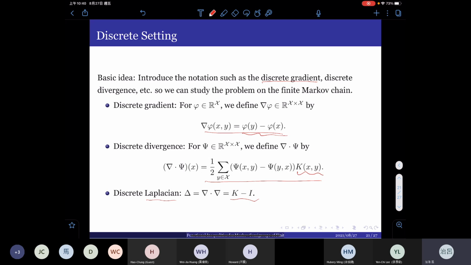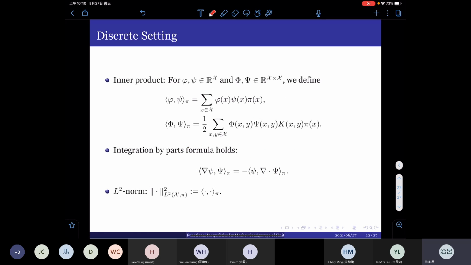So we know the Markov semigroup usually has this form. But in this case, we write this form. This is the continuous case, and this is the discrete case. And here for the inner product, we set it for this case and this case. This is for scalar functions, and this is for two-argument functions. So we have this, and the other we have the inner product and the integration by parts formula. So this gradient we can move to the other argument psi and get a minus. And L2 norm means the inner product under pi.